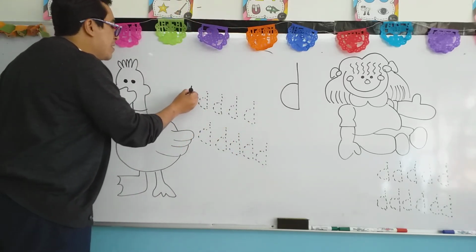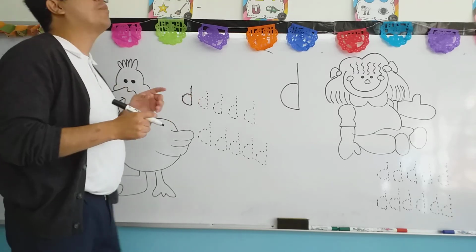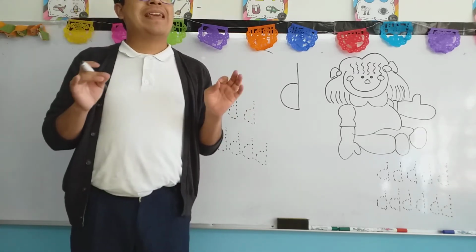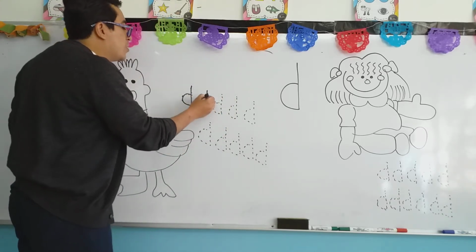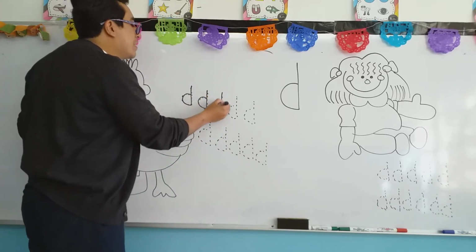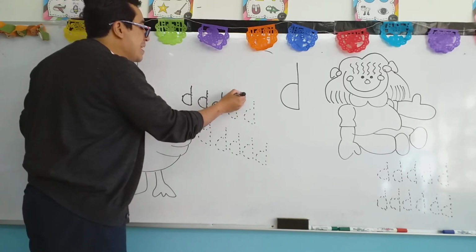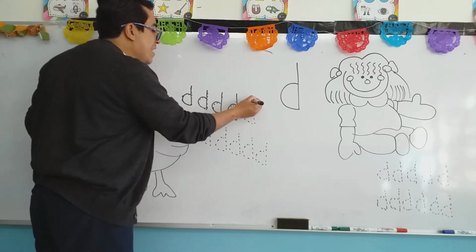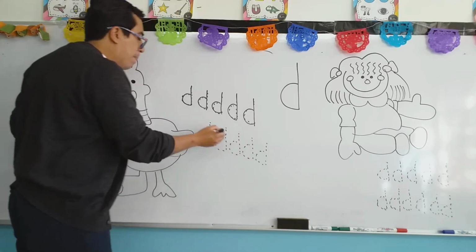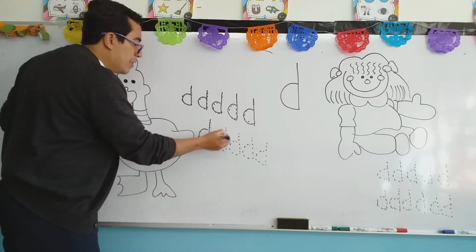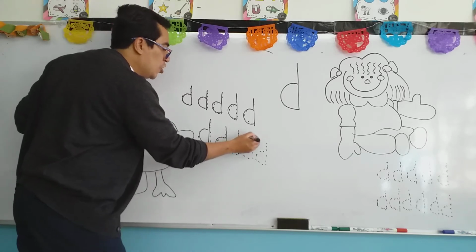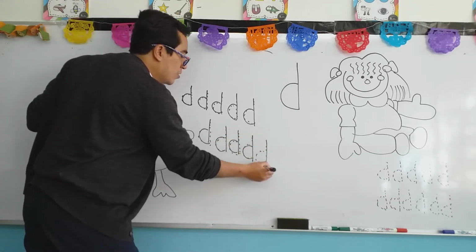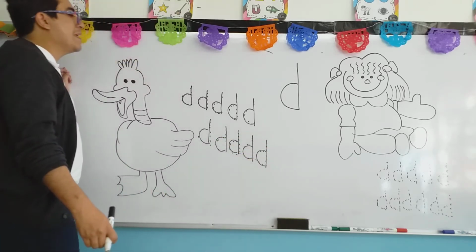Recuerden, chicos, mientras remarcamos las letras, es importante repetir el nombre de esta para que no se nos olvide. Small d. Small d. Small d is for duck. The duck, it's an animal of the farm. In Spanish, pato. Small d.